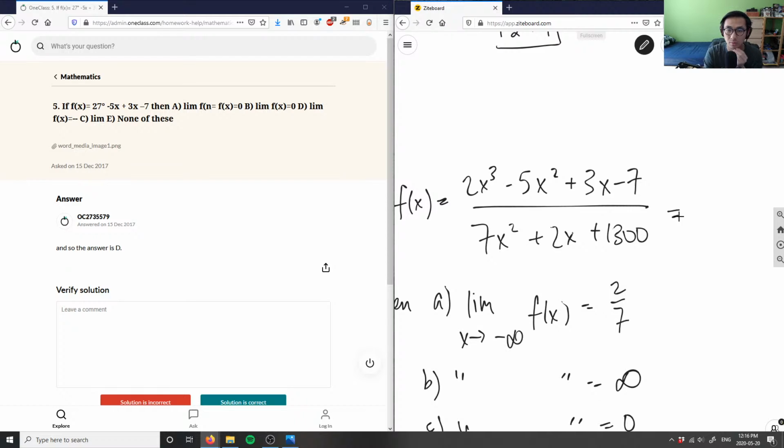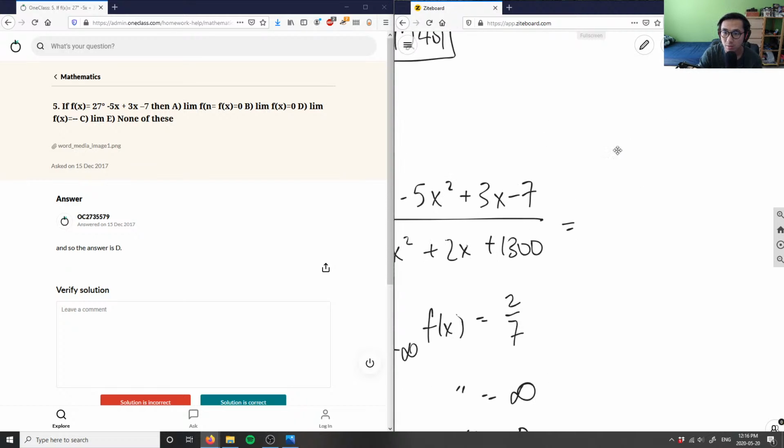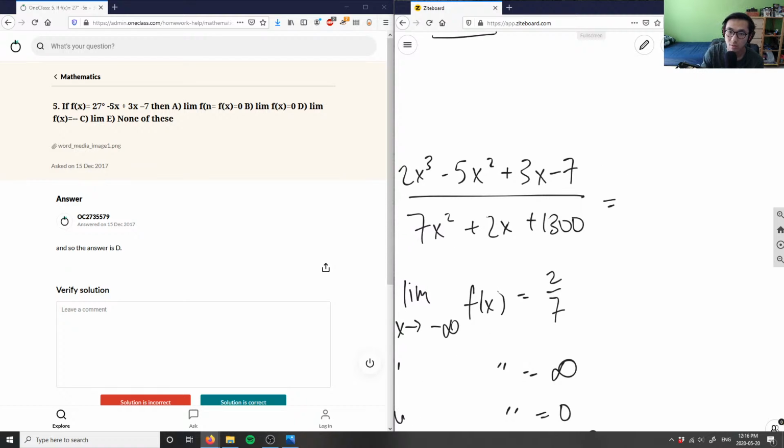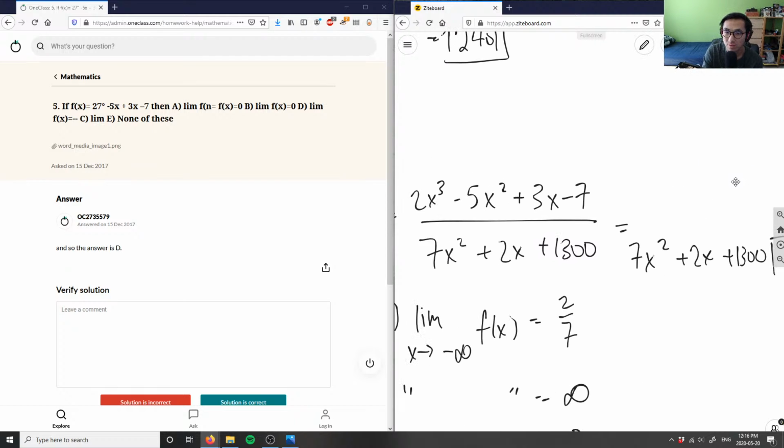But what we can do with this here is actually use long division, right? We have something divided by something. So let's use long division and figure this out. I'm going to have to recopy this into a long division problem, and we'll see if they divide out nicely. So we have 7x squared plus 2x plus 1300. And we're basically using long division to see whether or not it clears up this function here.